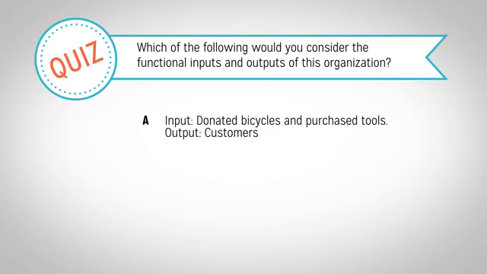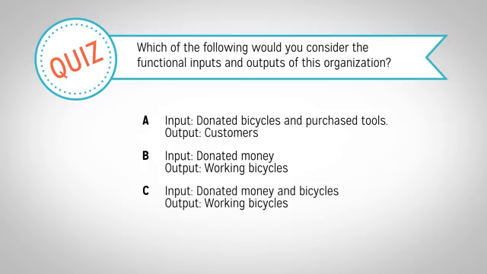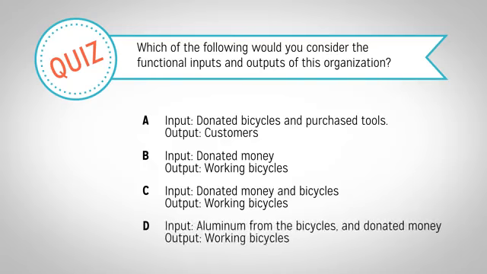A. Input, donated bicycles and purchased tools. Output, customers. B. Input, donated money. Output, working bicycles. C. Input, donated money and bicycles. Output, working bicycles. Or D. Input, aluminum from the bicycles and donated money. Output, working bicycles. The answer here is C.